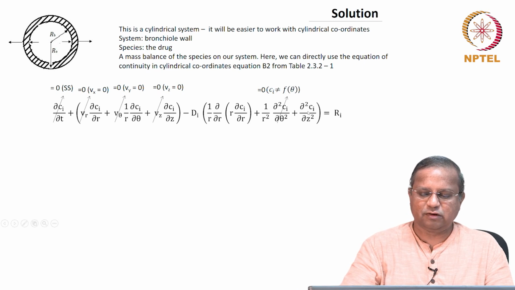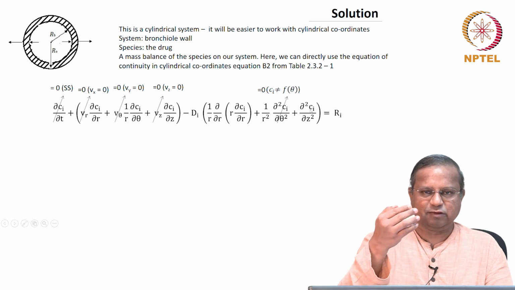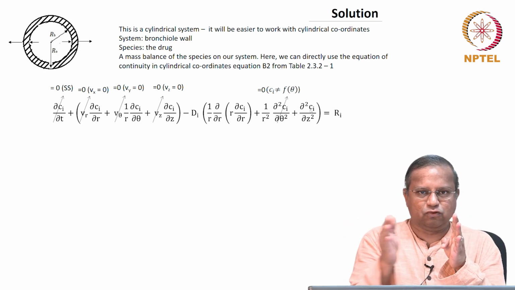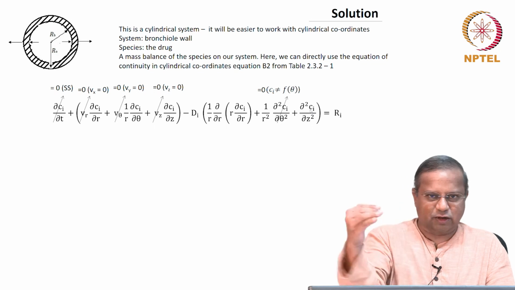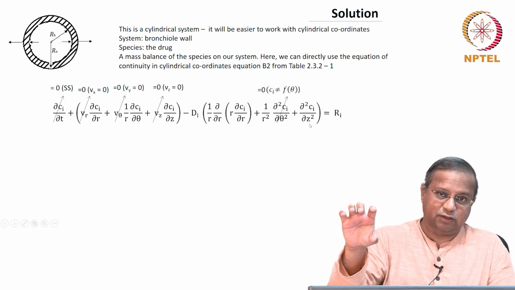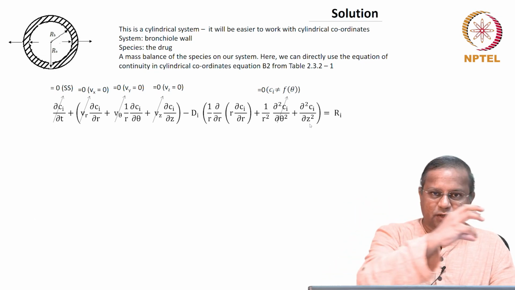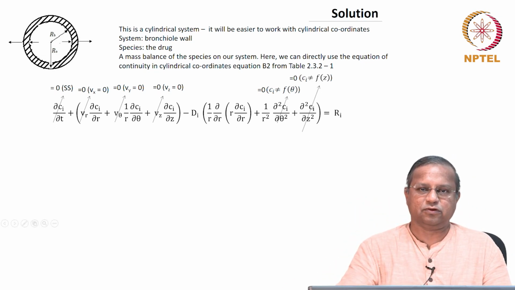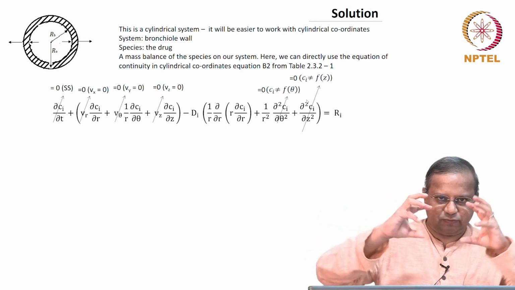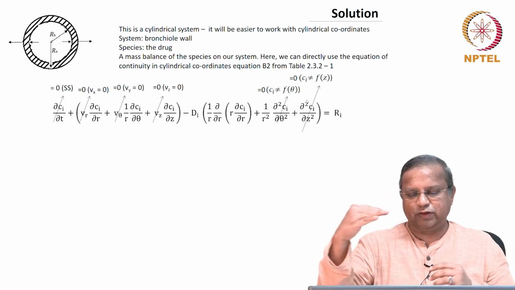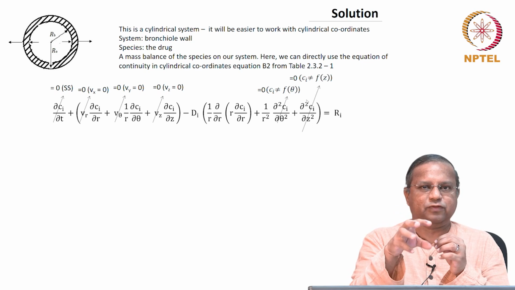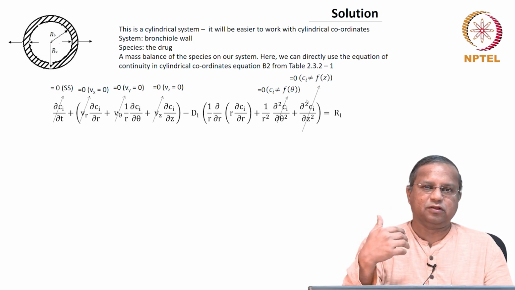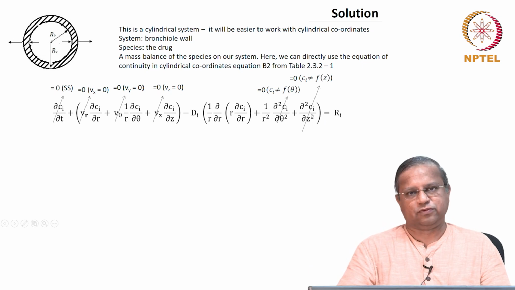Similarly, we are not interested in the z aspect at all. We assume that there is no change in the concentration of the drug over the length of the bronchiole that we are considering, that is the bronchiolar wall, and therefore that goes to zero. This is the z axis of the system, which is the bronchial wall. There is no variation in concentration of the drug in the lumen, and therefore there can be no variation of the concentration of the drug in the wall, and therefore that goes to zero.